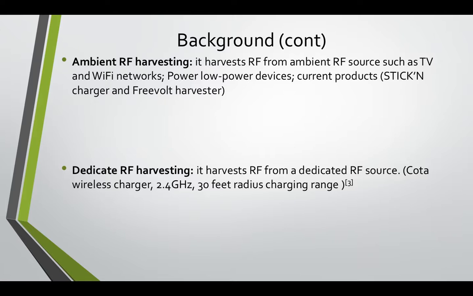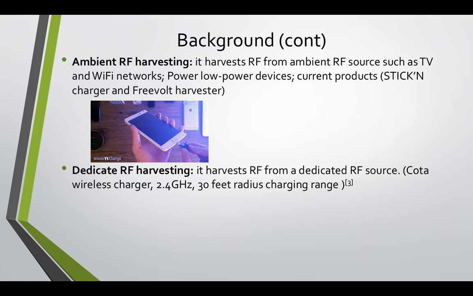It powers low-power devices. The current products include the stick-in charger and the 3-volt harvester. This picture shows the stick-in charger. This little plug on the right-hand corner is the stick-in charger. Once it's been plugged into a mobile phone, the mobile phone will start charging just by harvesting the ambient RF.